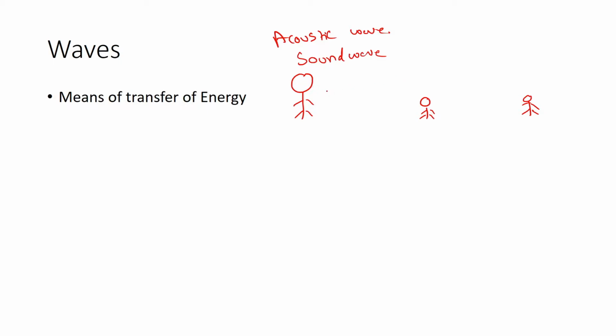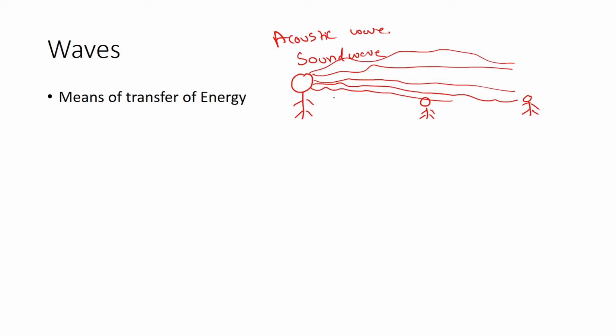Now, when it is traveling in this direction, you would be experiencing some energy. That energy which you have experienced is the transfer of energy from the source to destination. You are destination 1 and your friend is destination 2. The intensity you experience at time t equals 5 is different from the intensity you would experience at time t equals 10.